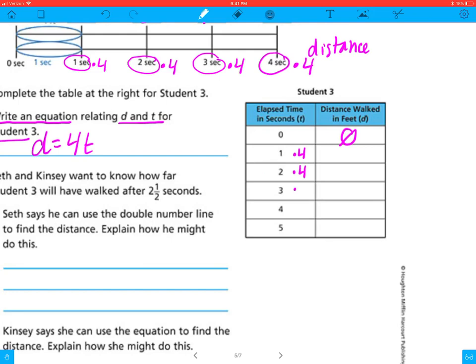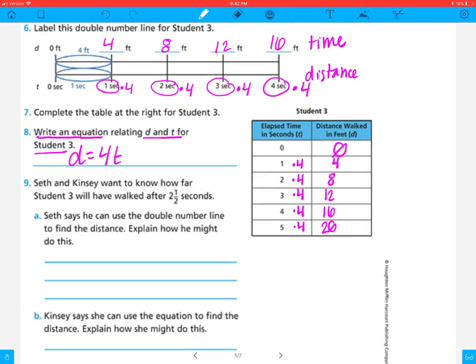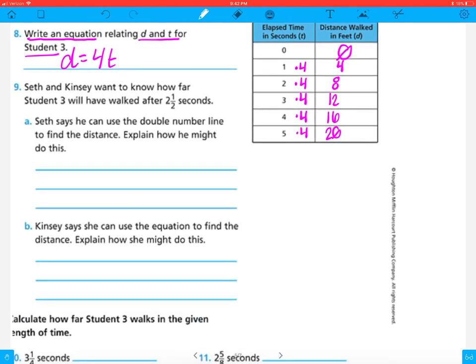And I really need to flip my numbers over there. So after 0 seconds, there has been 0 feet walked. That makes sense. And each of these I'm going to multiply by 4. Again, my time needs to multiply by 4 to get my distance. And I already knew I was at 4 feet per second, so that's easy to do that way.